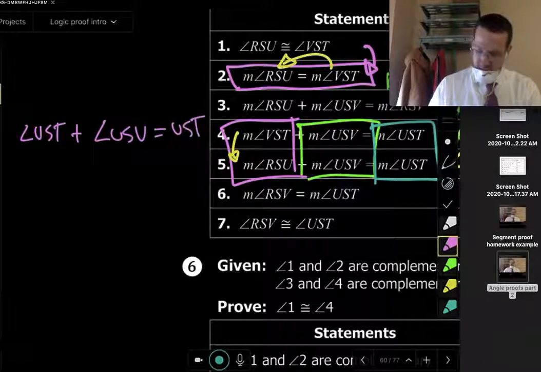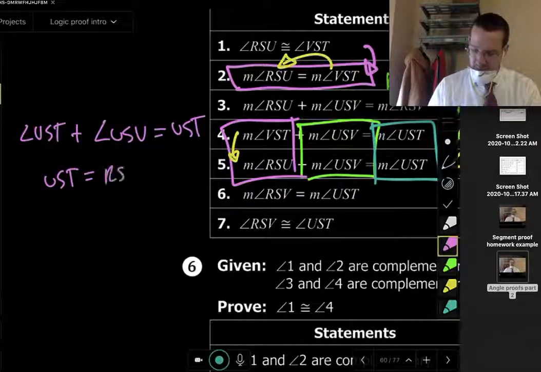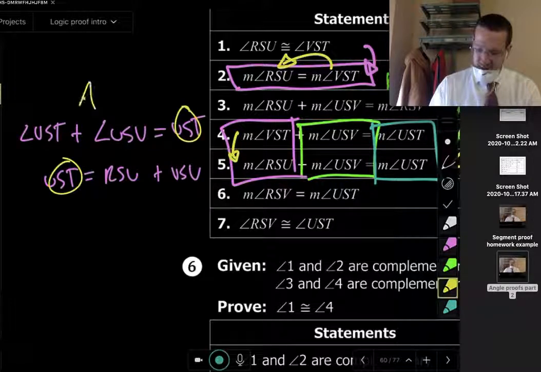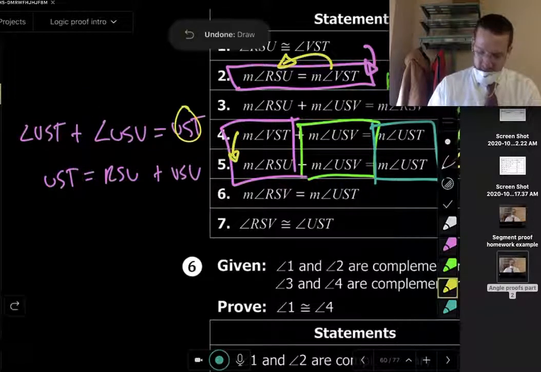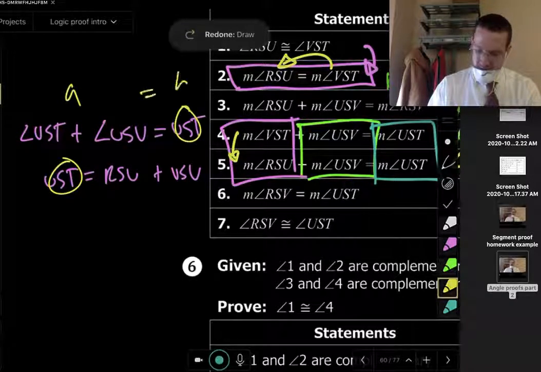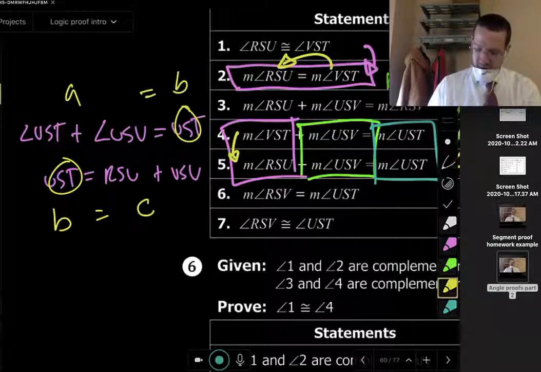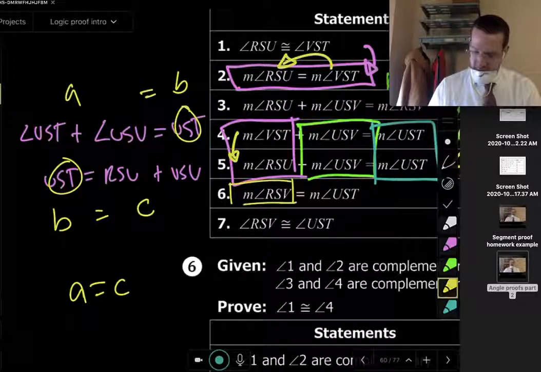And we have UST is equal to RSU plus USV. So notice this is what's connecting these two. This is, if A is equal to B and B is equal to C, then A is equal to C. And that's what we're saying here. Here's the A.